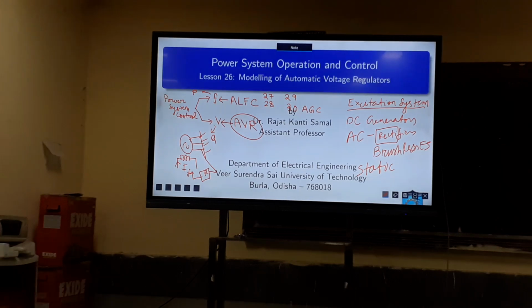Okay, clear? Now we have to model. In this class we will model only the brushless one. Static is still simpler. So we are going to model the brushless one.